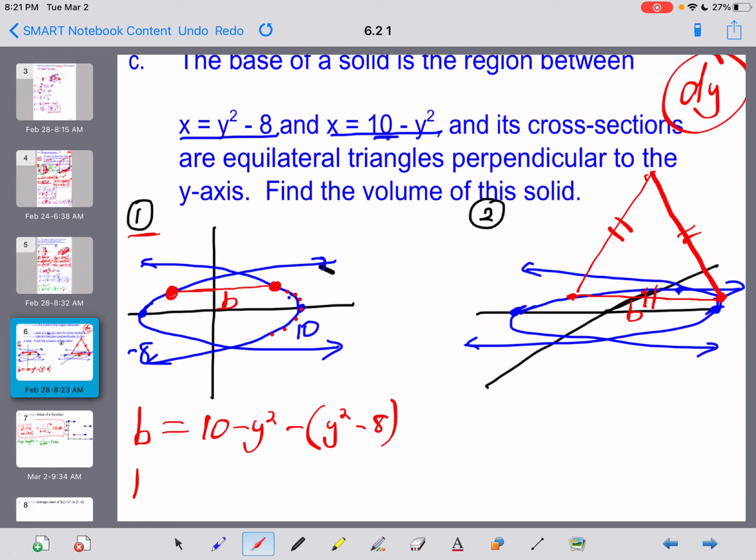And that can be cleaned up just a little bit here, guys. The 10 minus negative 8 is going to make an 18. Minus y squared is a minus 2y squared. So that's how long B is going to be. The next thing we have to do, and this is difficult, is we've got to come up with an expression here for the area of your equilateral triangle.